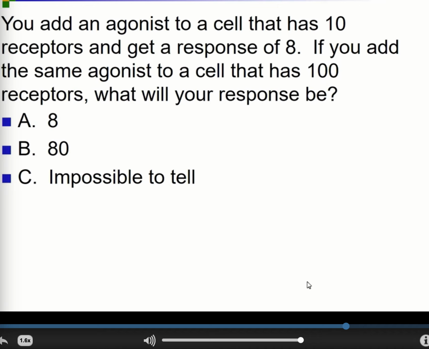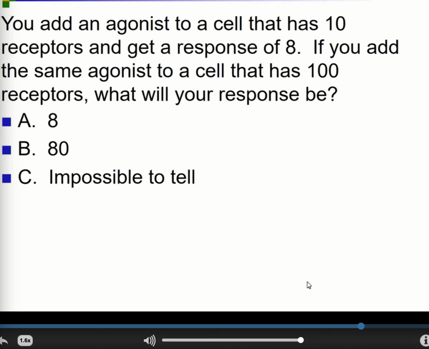Now imagine next door, we have a cell that has 100 receptors on it, and we add the same amount of drug, or same amount of agonist. So the occupancy in both cells is going to be the same, but this one has 100 receptors, so 10 times more receptors, which means that if the occupancy rate is the same between them, the one with 10 times more receptors will have 10 times more receptors occupied.